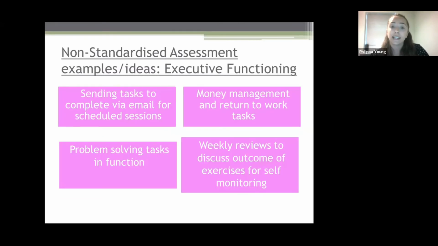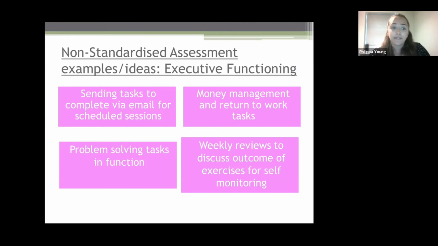So moving on to executive functioning examples. For a higher level patient of mine, I've been sending him weekly tasks to do via email, which have included problem solving tasks and organisational tasks. And on our telephone call, we've gone through each exercise one by one, and he's evaluated his responses and rated himself on how he managed the tasks. It's been really good for his self-monitoring.